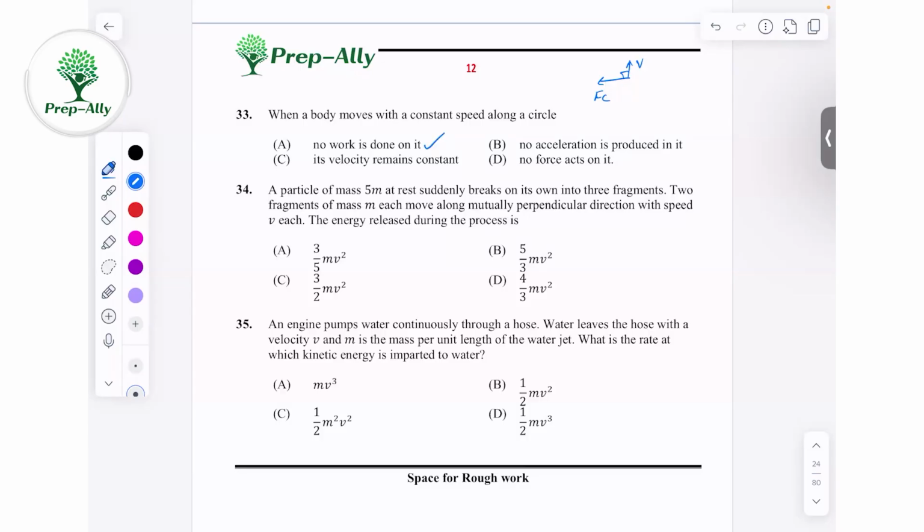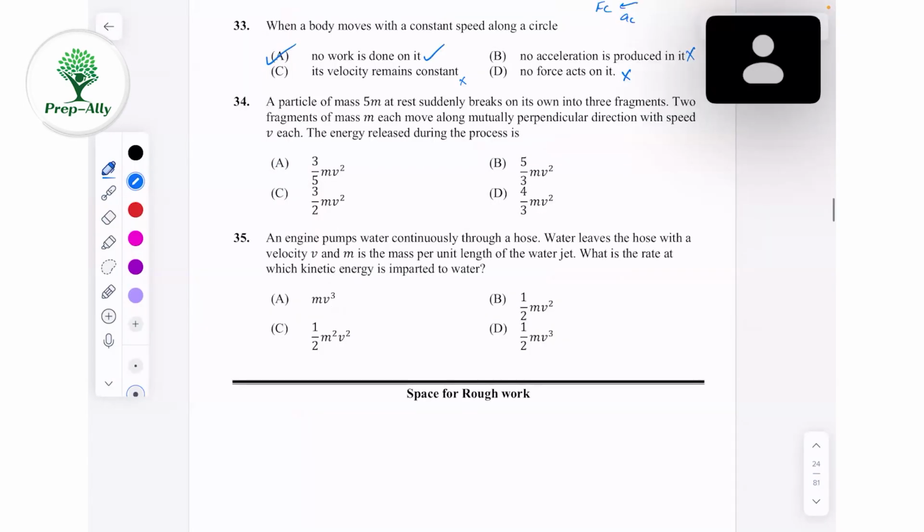No acceleration produced is not true. There is always centripetal acceleration acting towards the center. Its velocity remains constant, also not true. The body's speed remains constant, but since the body is moving in a circle, its direction is constantly changing, which means the velocity is constantly changing. Obviously, there has to be some force to maintain circular motion. So this also is false. Only option A is correct.